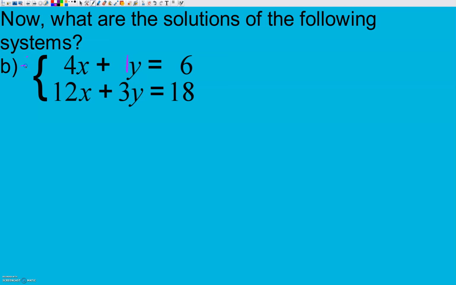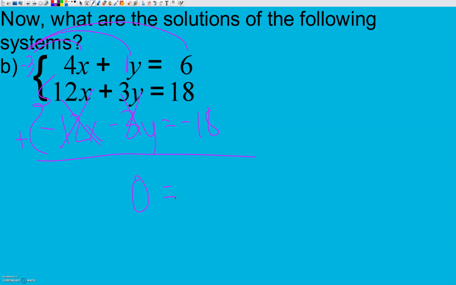So if I multiply the top by -3, that'll give me my opposite that I need, which gives me -12x minus 3y equals -18. And then I'm going to put these two together. You can rewrite it if you want to. There. Now that I have opposites, I can go ahead and add. 12 plus -12 is going to give me 0. 3 plus -3 is going to give me 0.